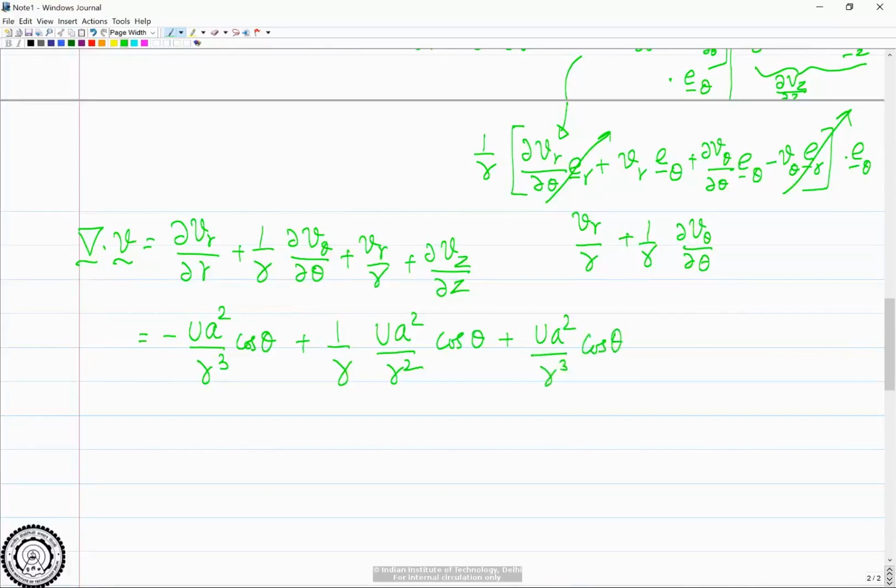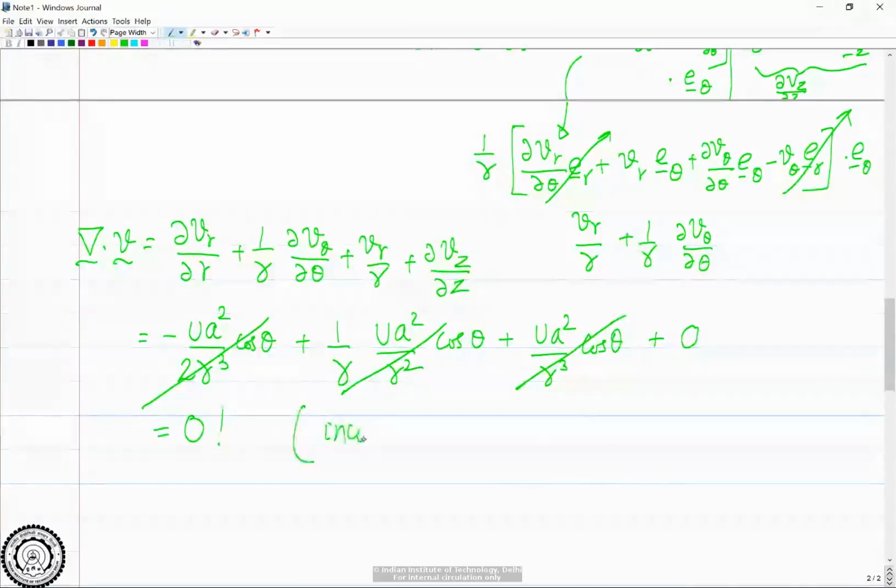Am I correct? And finally, you have 0. Oh, sorry, you'll have 2 also here because it was UA square by R square, no? So when you take the derivative, you get minus half. Okay, and then finally you see that all of them cancel. So divergence of velocity is 0 here. And you know what kind of flow is this? If divergence of velocity is 0, it's called incompressible flow.